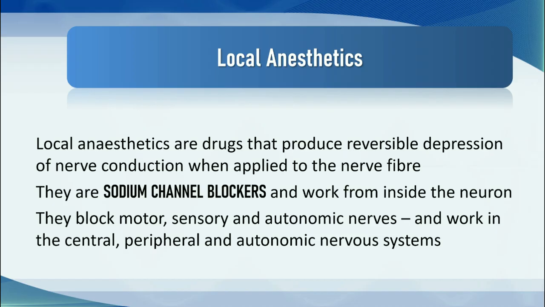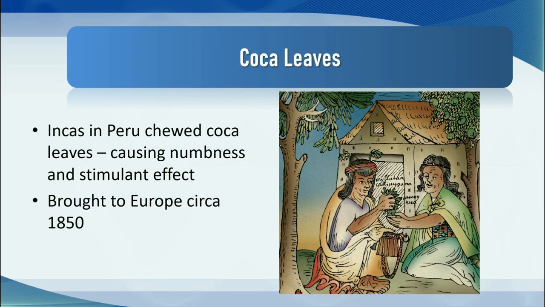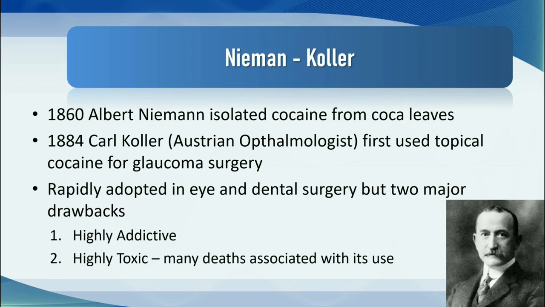Local anesthetics have been around for a long time. Originally, they derived from coca leaves. The Incas in Peru chewed coca leaves, causing numbness and a stimulant effect, and they were brought to Europe in about the 1850s. In 1860, Albert Niemann isolated cocaine from coca leaves. So cocaine became the first local anesthetic as we know it, and it was first used in 1884 by Karl Koller, who was an Austrian ophthalmologist who used it for topical local anesthesia for glaucoma surgery.